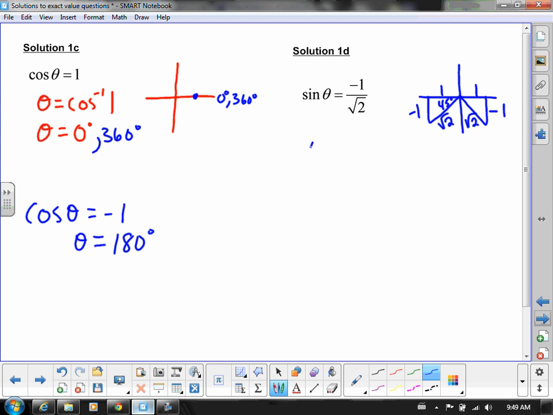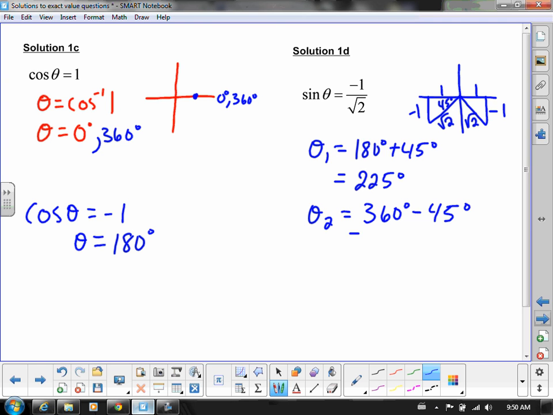So now when I come up with my answers, theta 1 is going to be 180 plus 45, which is going to equal 225 degrees. And then theta 2, same process, but you'll notice it's in the fourth quadrant. So anytime we're in the fourth quadrant, it's going to be 360 minus the related acute, which equals 315 degrees.